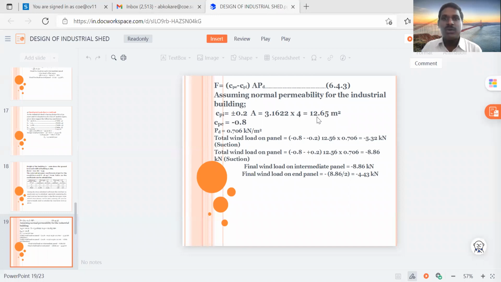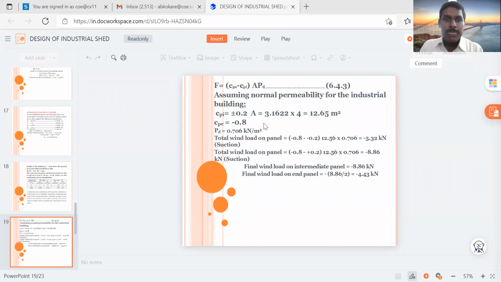The internal coefficient depends on the permeability. Permeability means the flow of air inside the building. How much flow of air is inside the building? Generally we take the flow of air as plus minus 0.2. Plus means positive pressure, and minus is nothing but negative pressure. Negative pressure means the building is lifting, and a downward force on the building is nothing but positive force. So 0.2 is the internal pressure coefficient.